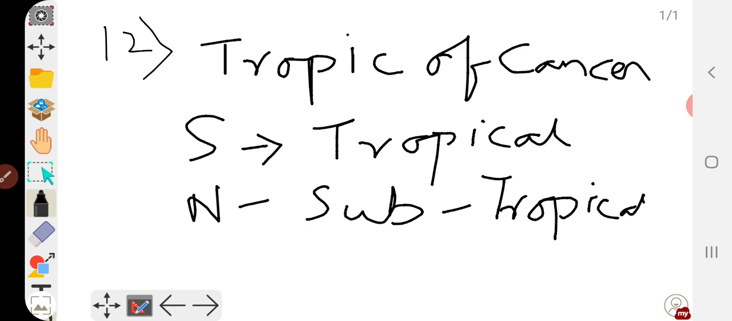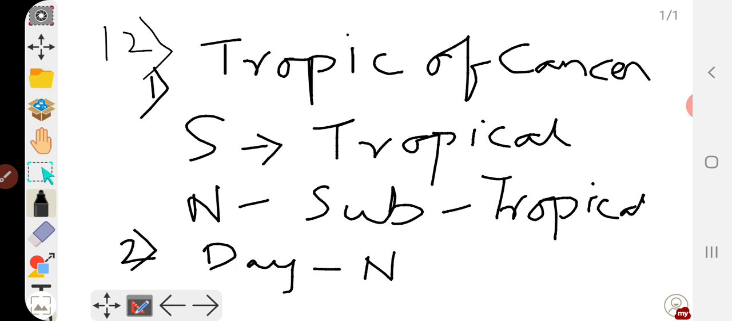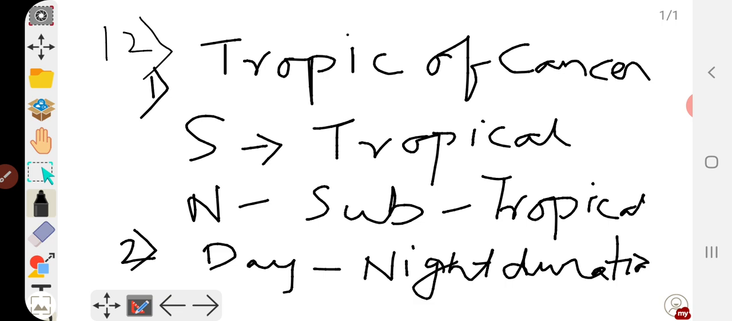Number two, it influences the duration of day and night.